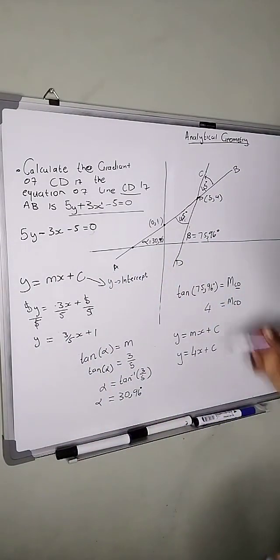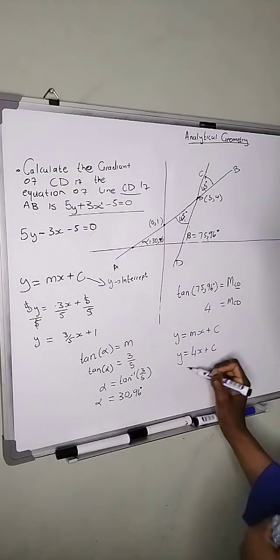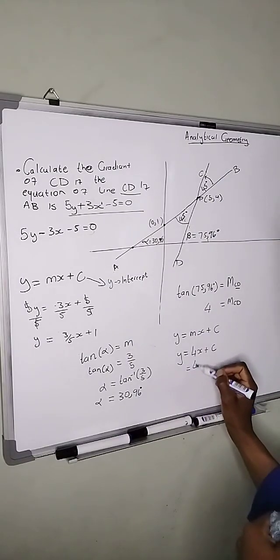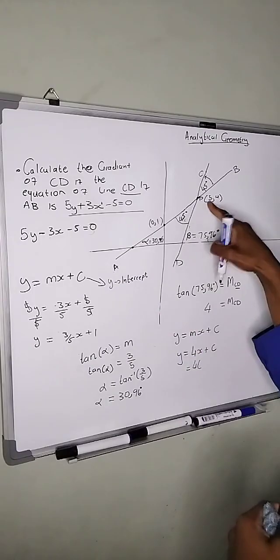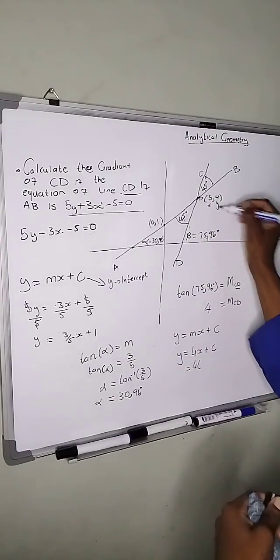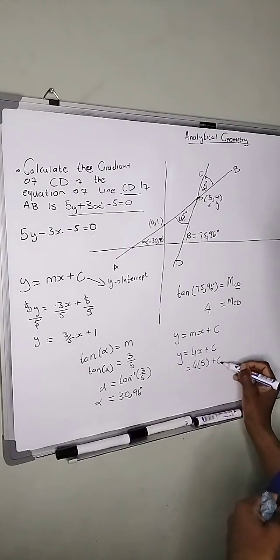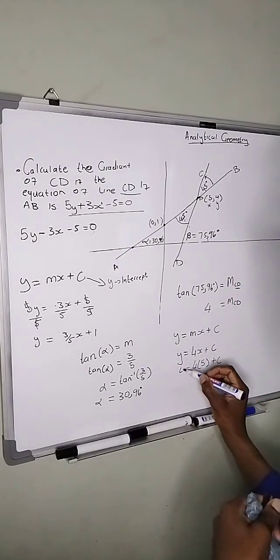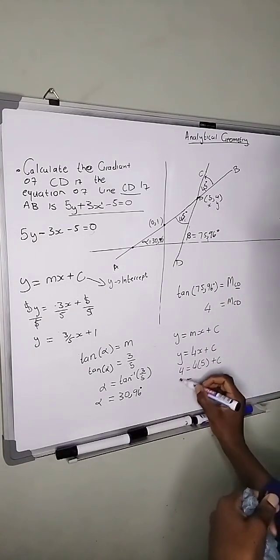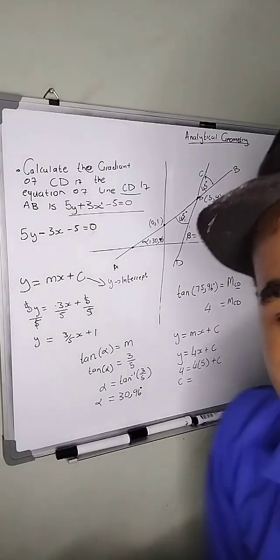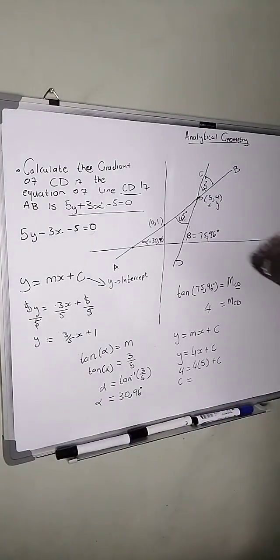So now I'm going to use this point, and I'm going to have my x. This is x and this is y. So this is going to be 5 plus c, and that is going to be 4. So what's going to be my value of c?